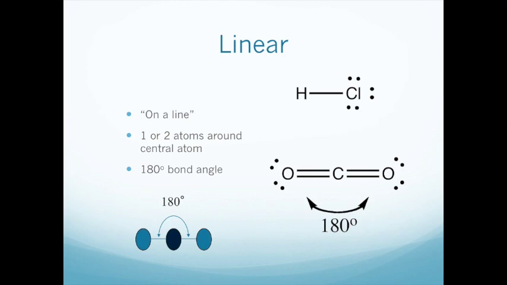The simplest shape of a molecule is linear. Things like HCl are linear because there's only two atoms, and carbon dioxide is linear because of the two double bonds on the carbon atom. Due to electron pair repulsion, this forces the oxygens to be as far away from each other as physically possible, which is on opposite sides of the carbon atom.